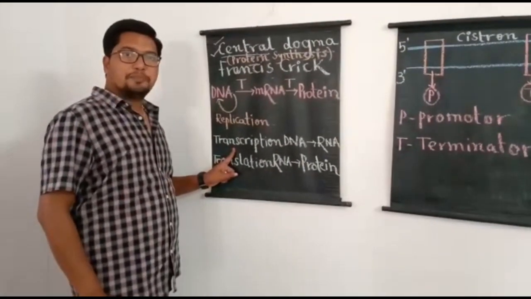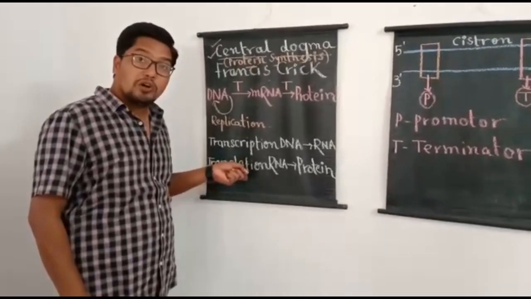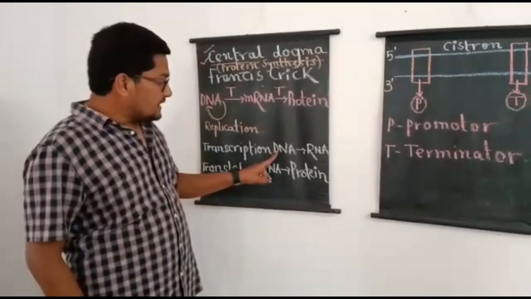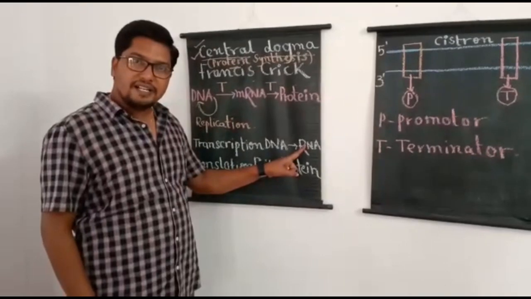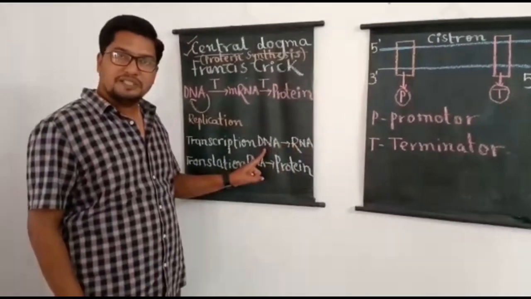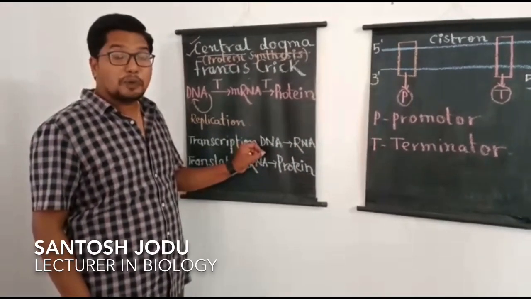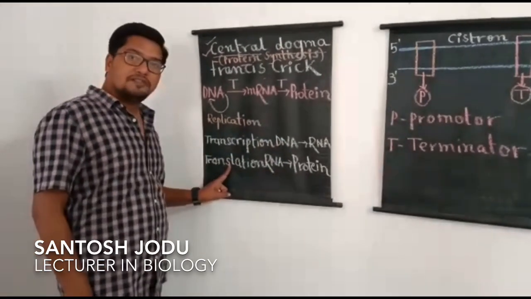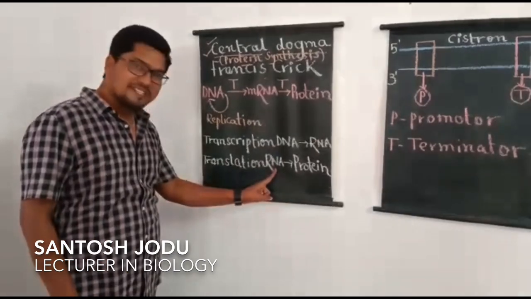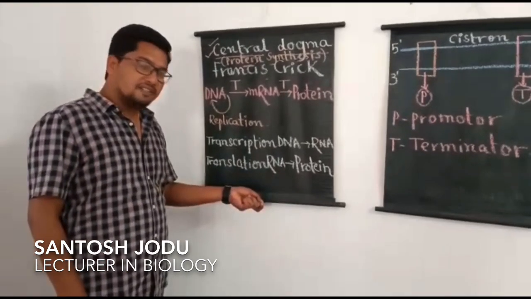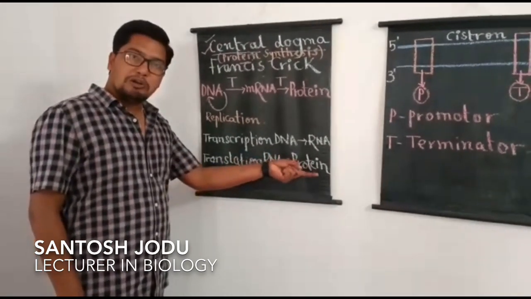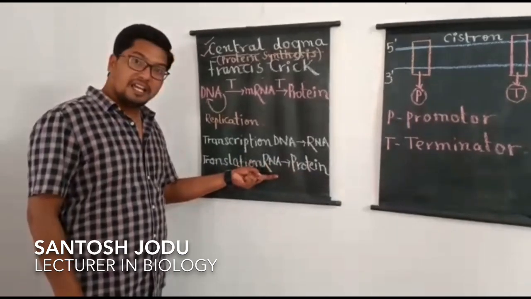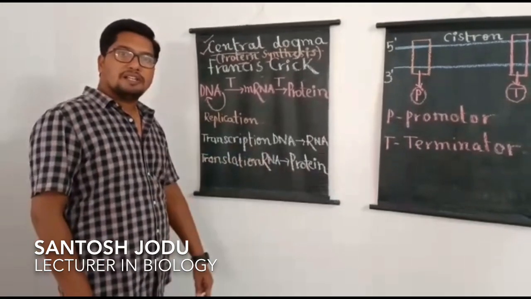So simply speaking, what is transcription? Synthesis of a single-stranded RNA from double-stranded DNA. This process is called transcription. And it is followed by what? Translation. So here I have represented. What is translation? Synthesis of a protein or polypeptide from an RNA on ribosomes is called translation.